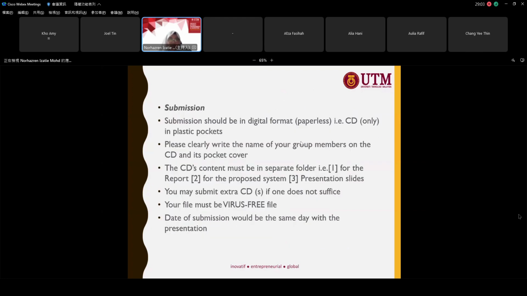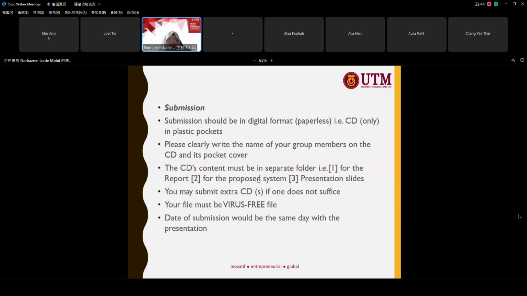So submission should be in digital format. Sebab your punya system tu tak boleh upload dalam e-learning usually. So I hope you know what is CD. You need to burn it onto an ideal CD or pen drive, but pen drive is mahal kan, instead of CD. CD is only RM2 or RM3. You need to burn your system in the CD together with the report, and after that you need to write the name of your group on the CD. Lepas tu this one is the content of the CD.